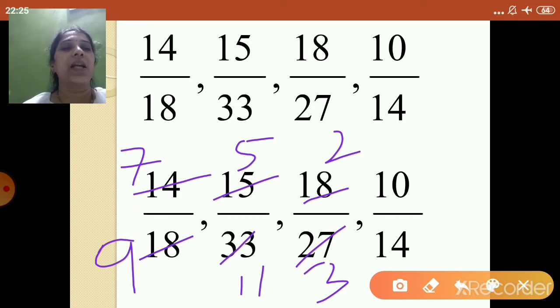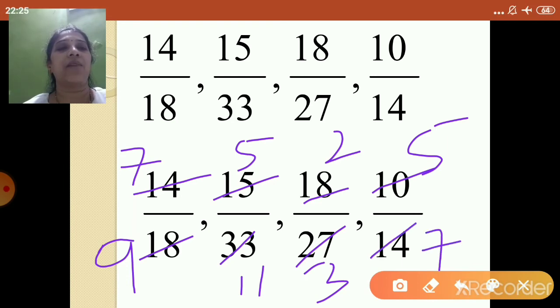And next is 10 upon 14. So it comes in the 2's table. So 2 5s are 10 and 2 7s are 14. So you can see 7 upon 9, 5 upon 11, 2 upon 3 and 5 upon 7. These are the fractions we get when we further divide the equivalent fractions, right?